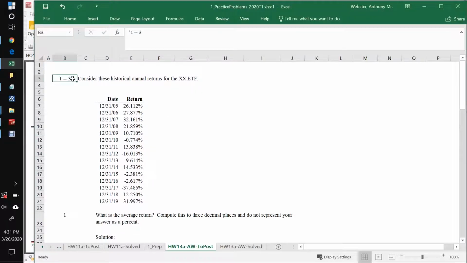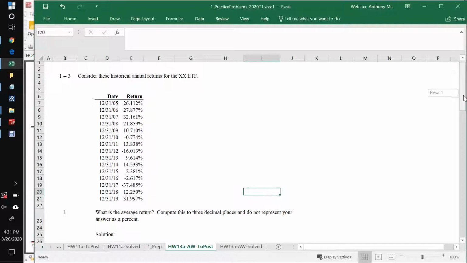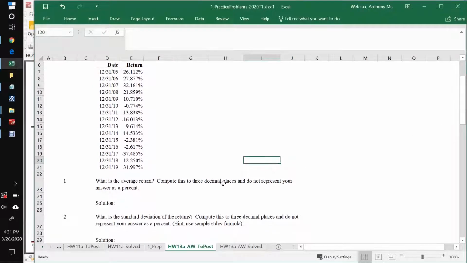So the first thing we've got here is some information for questions 1 through 3, and I've got some historical annual returns for the XX ETF, just annual return for 2005 all the way up to 2019. So question number 1 is, what is the average return? Compute this to 3 decimal places. Do not represent your answer as a percent.